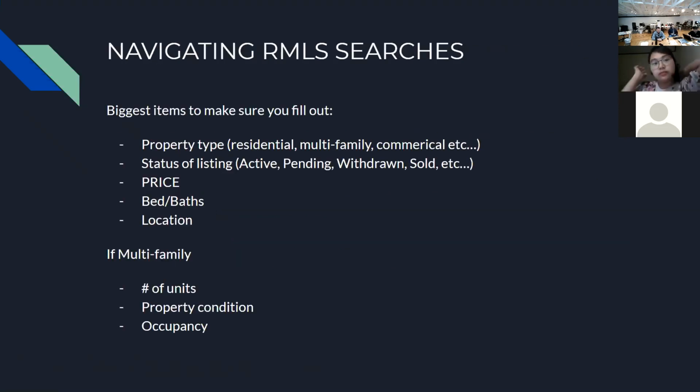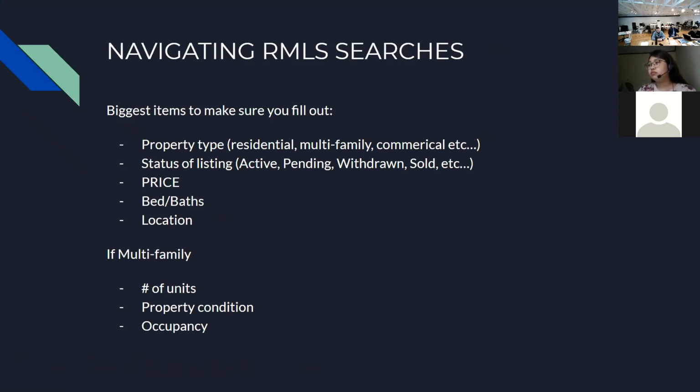So I'm going to start out with the RMLS search tool. We're going to start out with the biggest items that you need to make sure of, these are the biggest things when clients are looking for properties. First thing is property type. What kind of property are they looking for? Are they looking for a single family home, multifamily, commercial space? Getting that out of the way first.